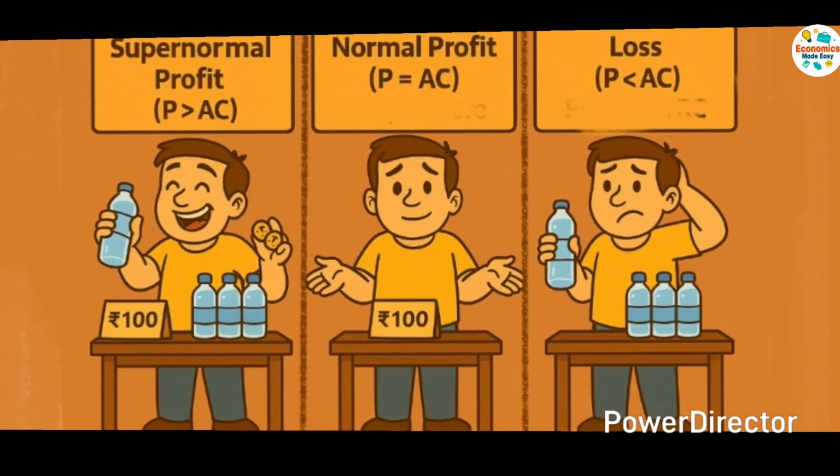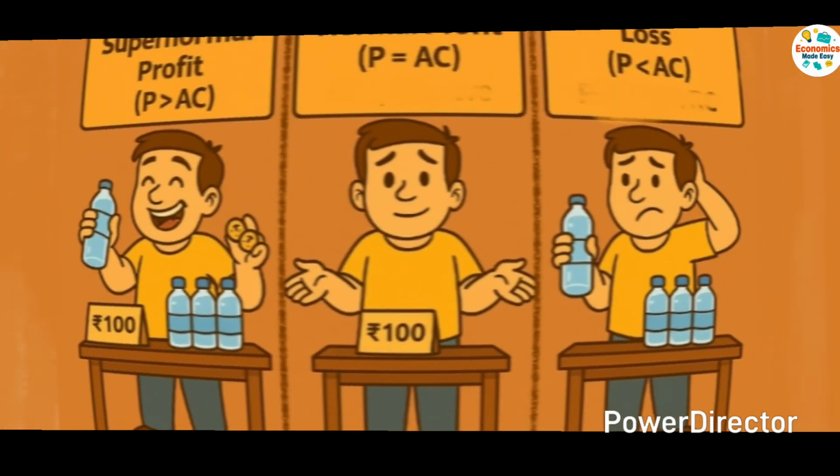Now cost rises. His bottle costs exactly rupees 100 to make. He sells it at rupees 100. Mr. Totalful shrugs. "I sell, I earn back what I spent. No extra money, but no loss either." This is normal profit.